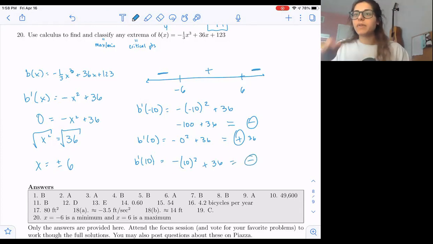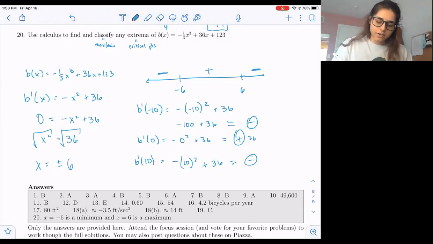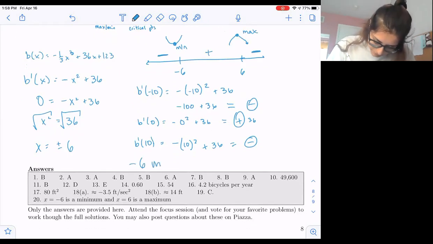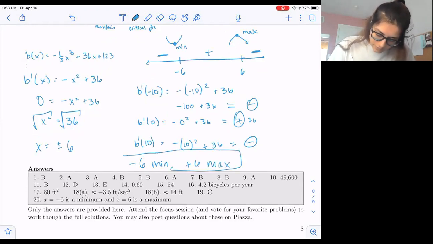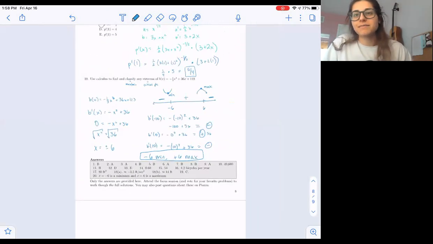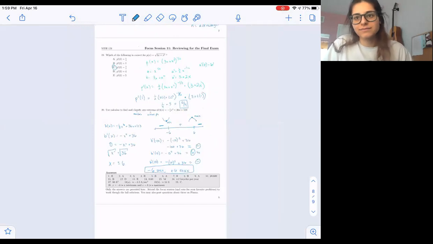All right, so we have negative, positive, negative. If we look at negative 6, if we're going down, that's negative. Going up, that's positive. We get a minimum. If we're looking at positive 6, to the left, it's positive. To the right, it's negative. So that is a maximum. So negative 6 is a minimum. Positive 6 is a maximum. Those are our two critical points. Minimums and maximums classified.